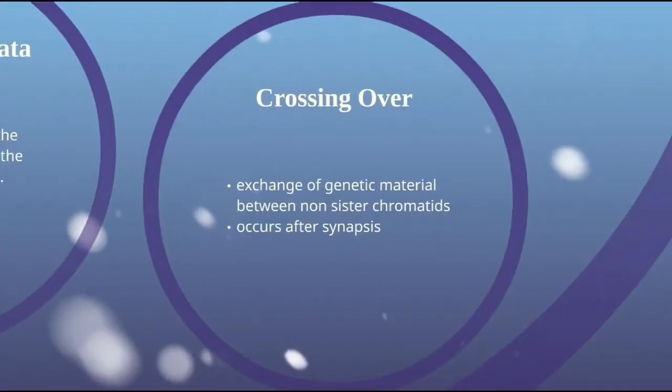Next, we have crossing over, which occurs during prophase I of meiosis. It is an exchange of genetic material between non-sister chromatids. It increases variation in offspring. It produces recombinant chromosomes consisting of combined genes from two parents. Crossing over occurs after synapsis.